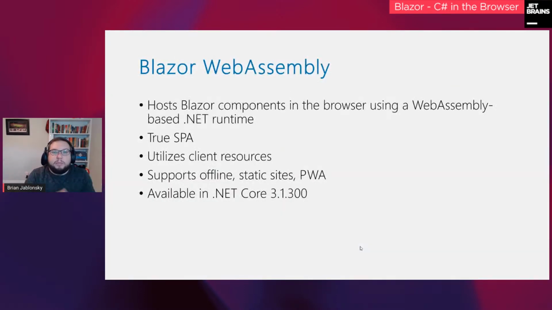So now that we've shown you what Blazor Server looks like, let's look at the other hosting model, called Blazor WebAssembly. WebAssembly is responsible for hosting the Blazor components in the browser using a WebAssembly-based .NET runtime. And this is a true single-page application. You only need to talk to the server when you do your first GET of the index page to get all the assets that you need to run. After that, you only need the server if you're trying to get any kind of data or doing any kind of server-side logic, accessing databases or APIs.